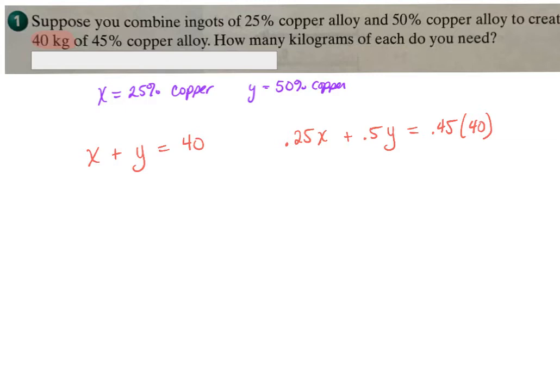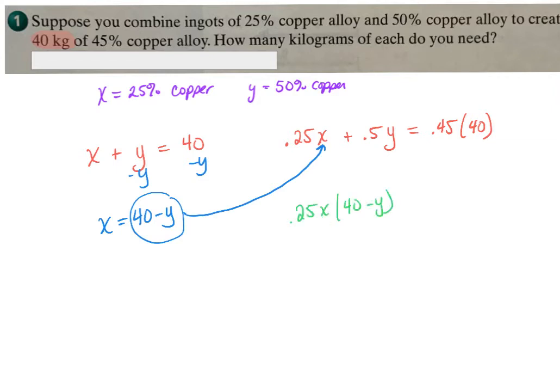All right? So now we're going to use substitution. We're going to subtract our y. X equals 40 minus y, or you could have subtracted your x. All right, if you subtracted your x, you're just going to solve for the other one first. All right, I'm going to take this and plug it in for my x. So I have 0.25 times (40 minus y) plus 0.5y equals, if you multiply this out, 0.45 times 40 is going to be 18. All right, if you multiply that out.